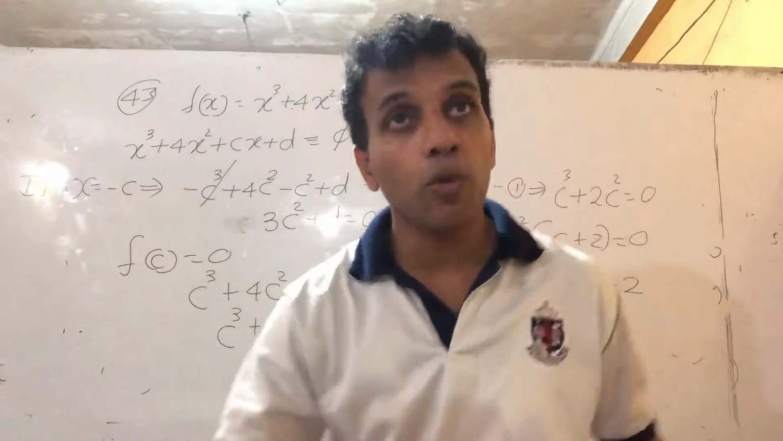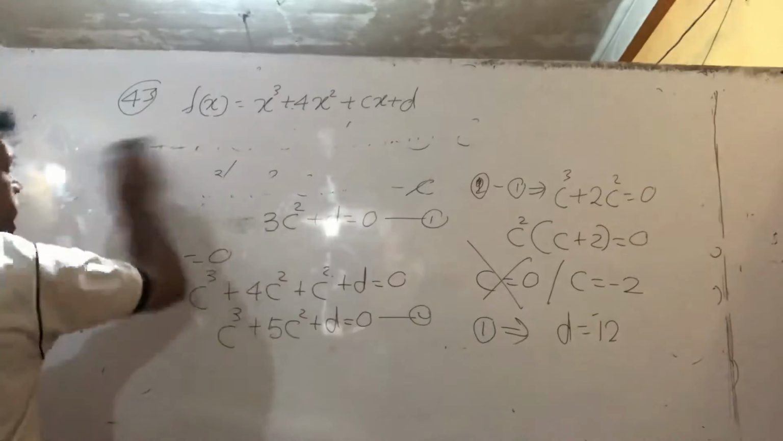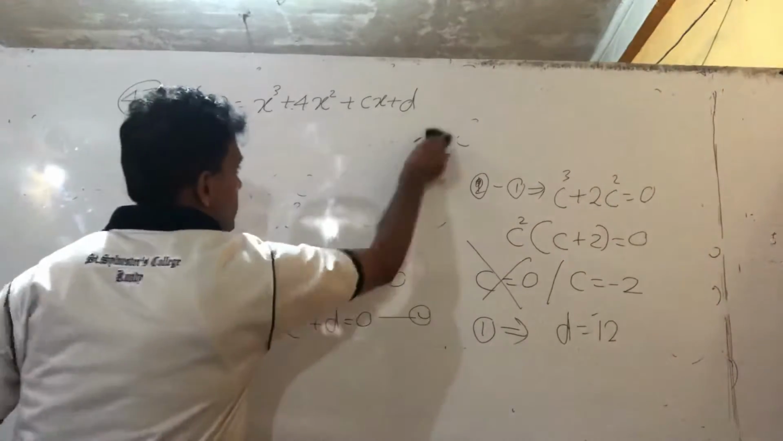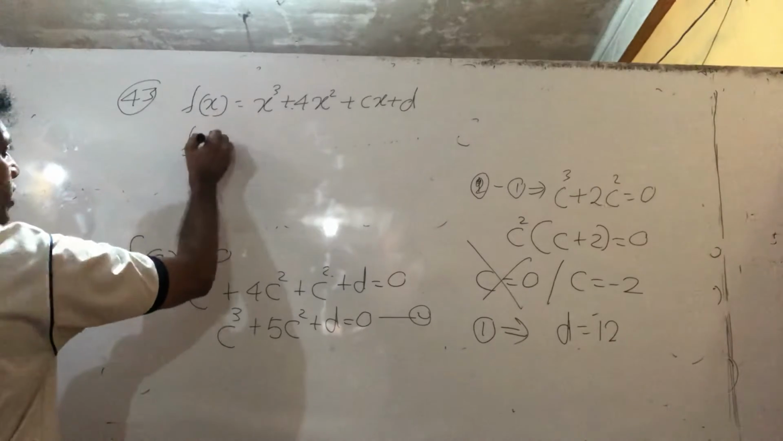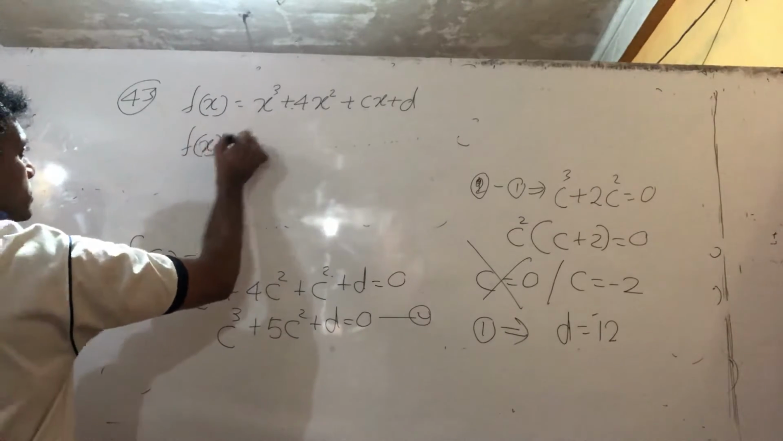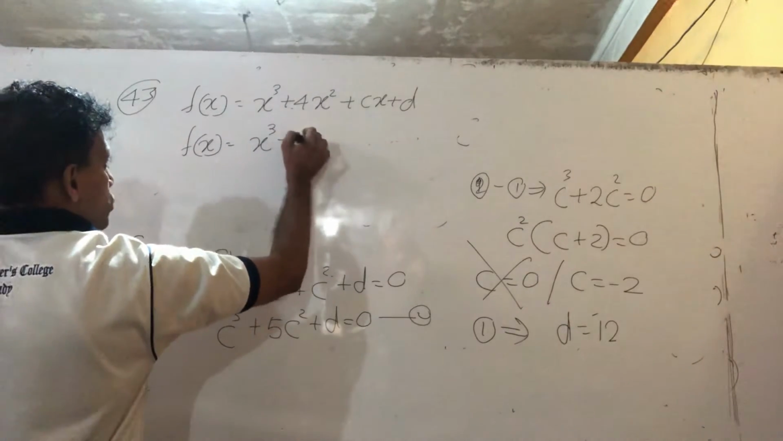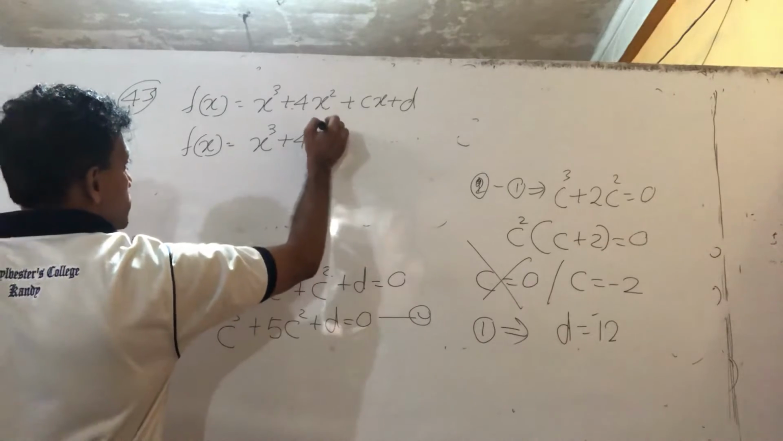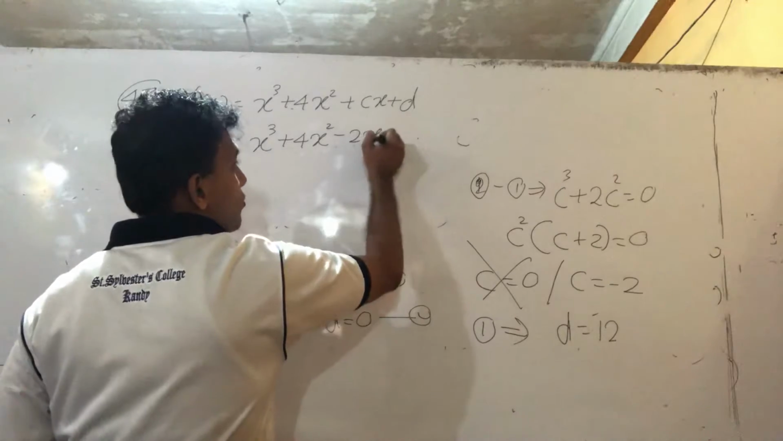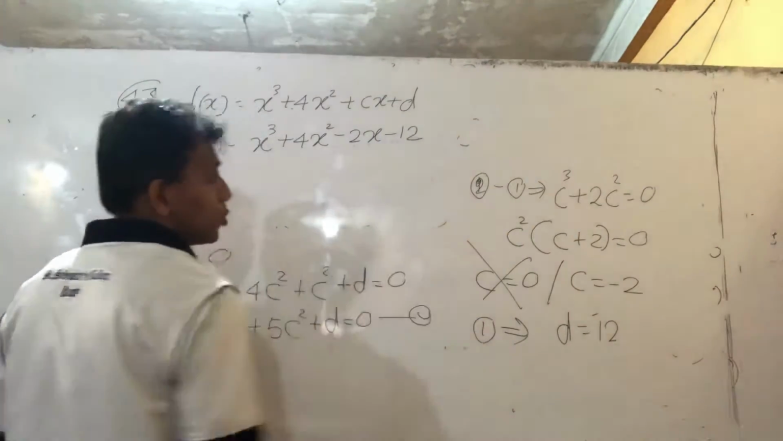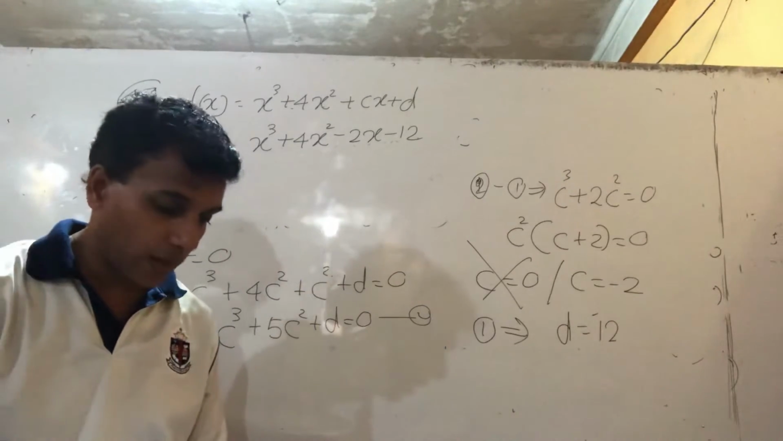Then write the polynomial. Now complete the polynomial by writing the c and d values. f of x equals x cube plus 4x square, c is minus 2, so minus 2x, d is minus 12, so minus 12. Okay, check: it is a cubic polynomial, right?